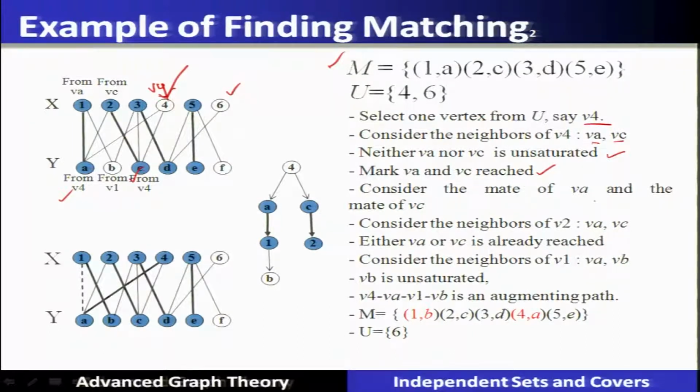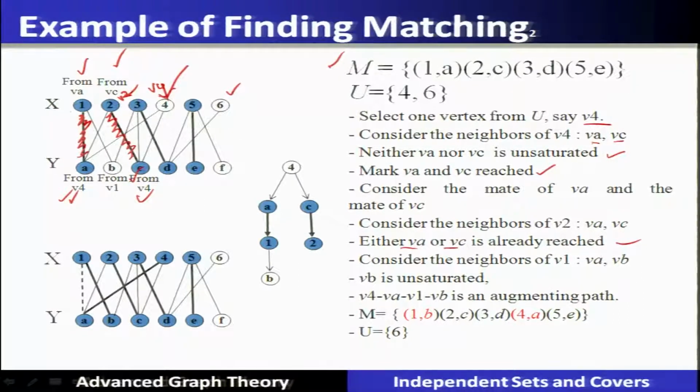Then consider the mate of VA and the mate of VC, that means via a matched edge we can reach 1. Similarly, from C using a matched edge we can reach 2, and we have to write down from where we are reaching these vertices of X. Now, consider the neighbors of V2, which are VA and VC. Either VC or VA, they are already reached. So, nothing new will be explored further from this V2.